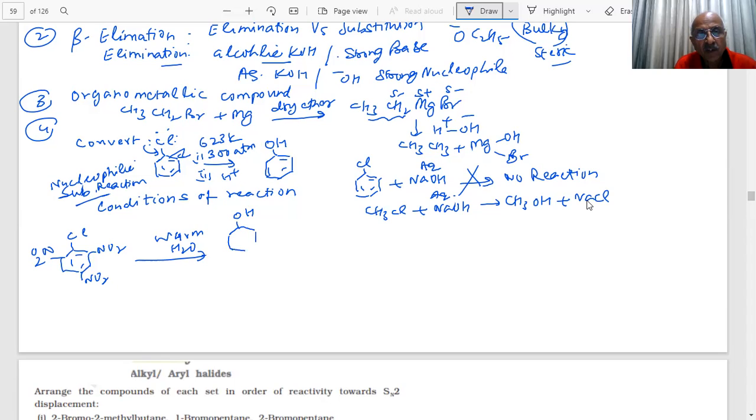Which acid is this? This is picric acid. Very important, student, picric acid. It is a very strong acid, student. Picric acid is a strong acid. Now, what happens, student, here?